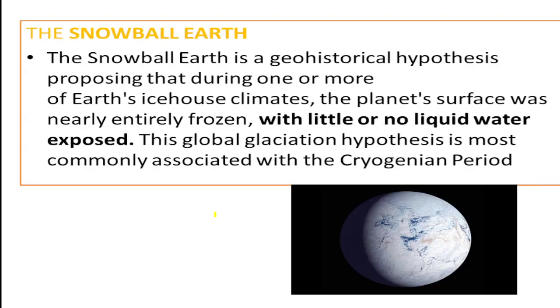Here, the Snowball Earth. What is meant by Snowball Earth here? It's a hypothesis, right? What is that hypothesis? It is that Earth's ice house climate condition, right, where the planet's surface was nearly entirely frozen, where little or no liquid water was exposed. That means a fully frozen condition. And this global glacial hypothesis is associated with the Cryogenian period. Okay, so you have to remember what this hypothesis means.